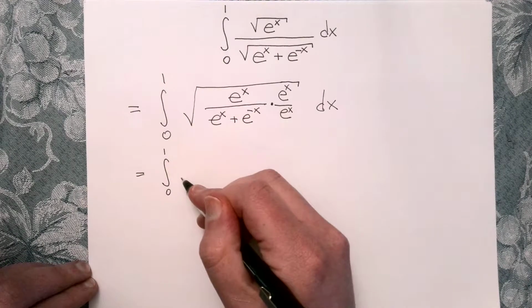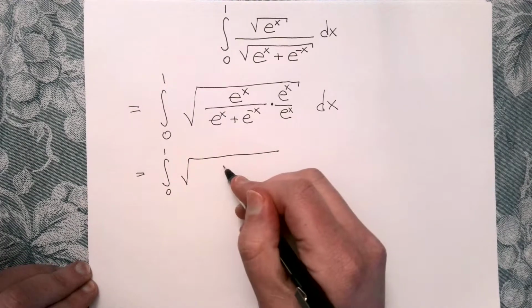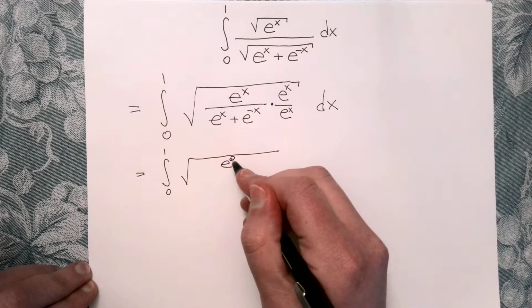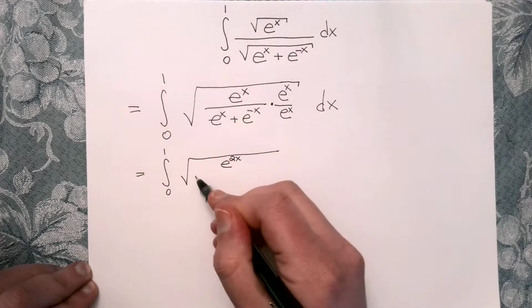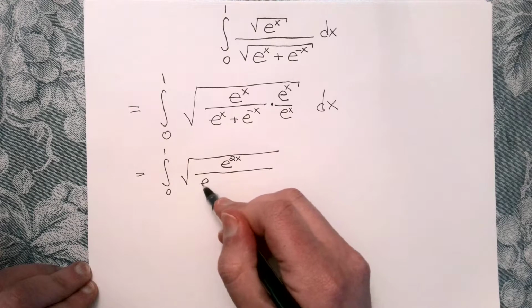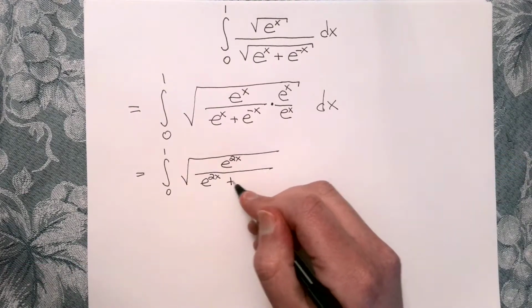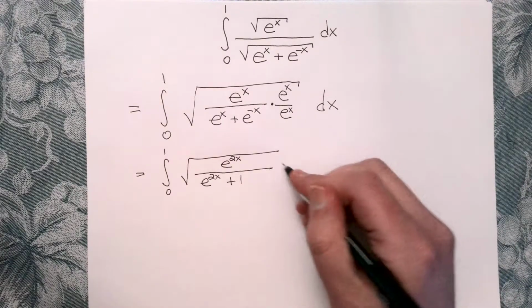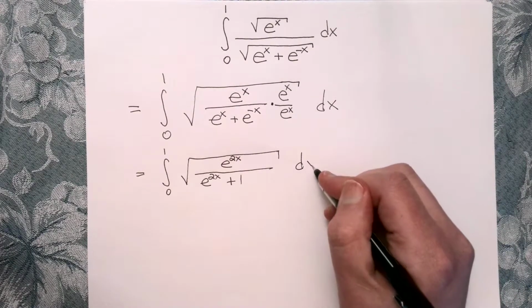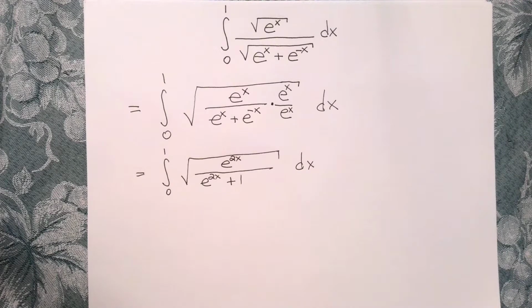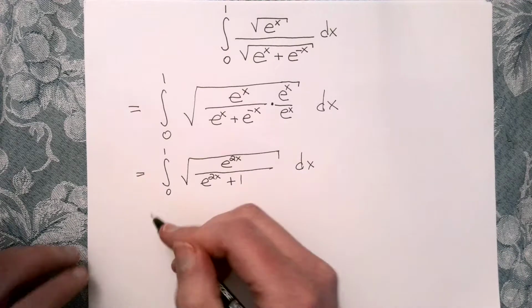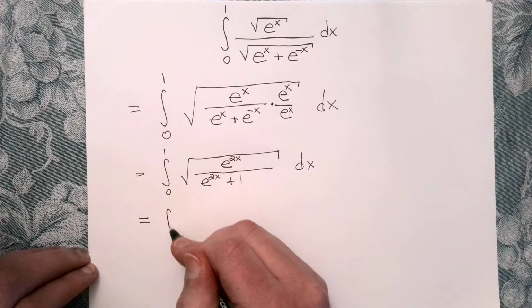So of course, adding exponents when we multiply the same base gives us the following. So it looks like e to the 2x over e to the 2x plus 1, right? Because e to the 0, of course, is 1. Okay, that's all under one single square root. Okay, so I know we can take square roots over fractions. So let's try that.